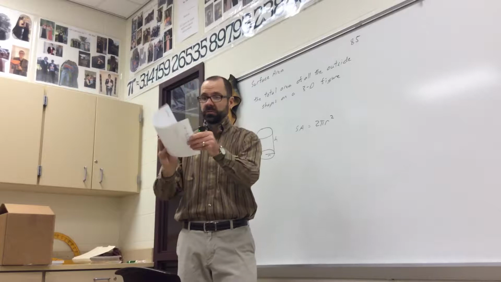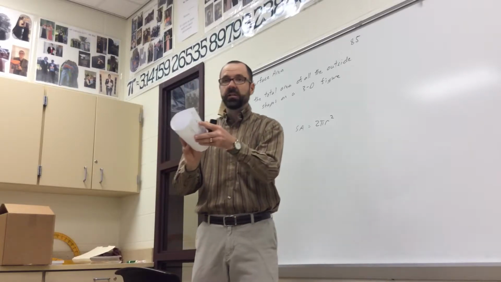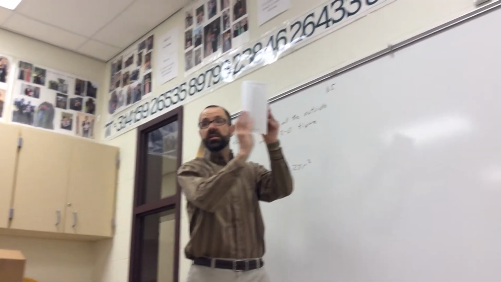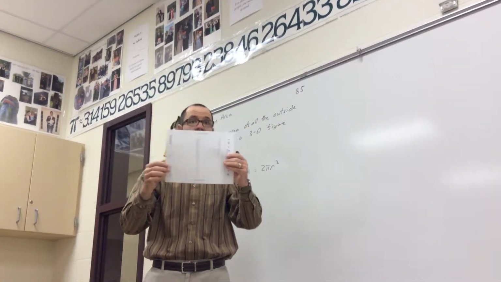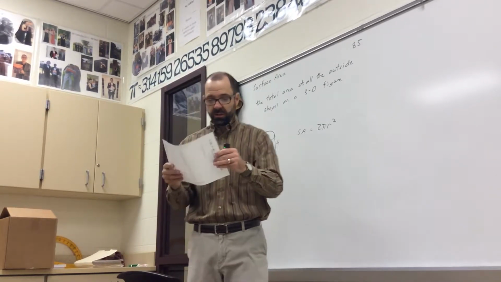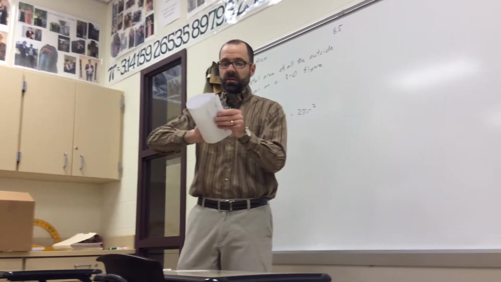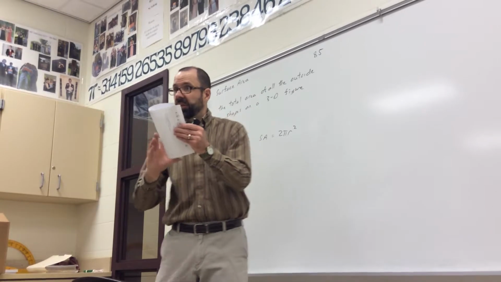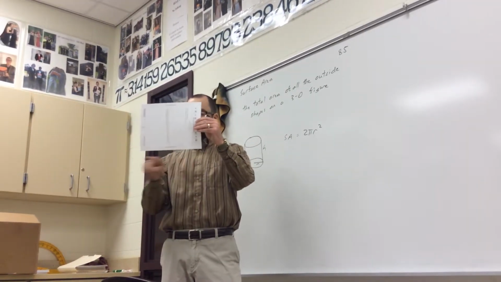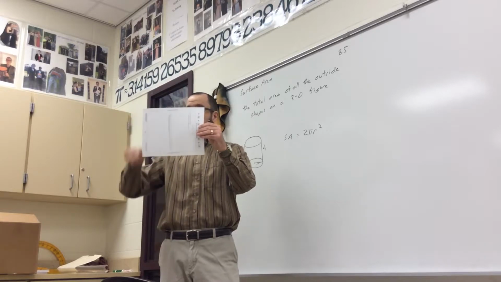So here's the cylinder before I cut it. Now I cut it along the edge and folded it out. So what shape do I get, Connor? This is a rectangle, right? So if I'm going to find the area of all of this on the cylinder, I'm really just finding the area of a rectangle. And the way you do a rectangle is you do base times height.